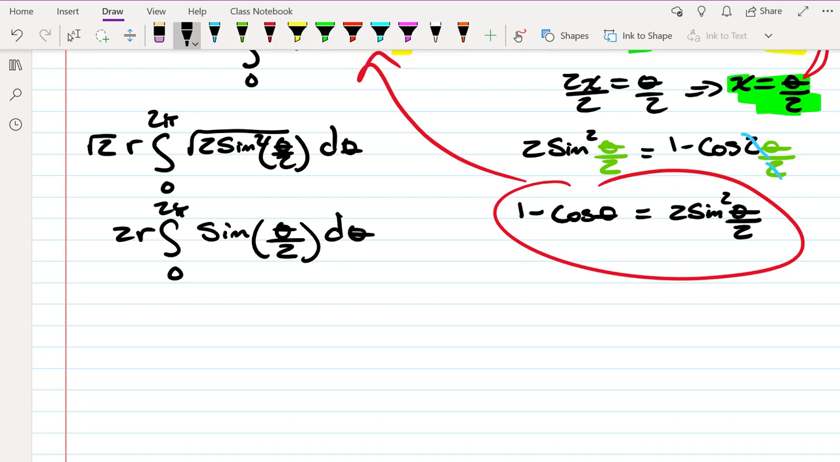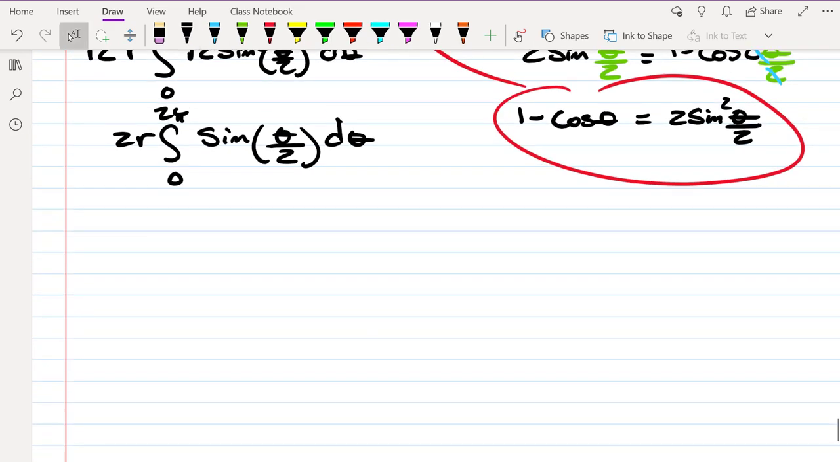And you might be saying, but whoa, hold on there, Professor Peterson. Isn't that the absolute value of sine theta over 2? Well, the period of sine theta over 2 is 4 pi, and it is positive from 0 to 2 pi. So we don't need the absolute values in this case.